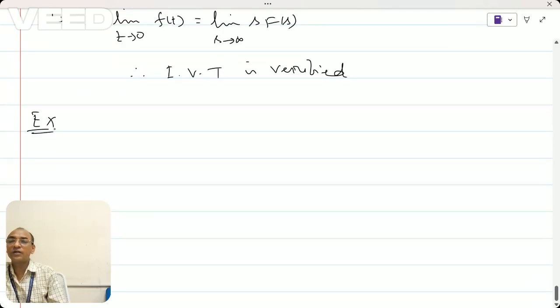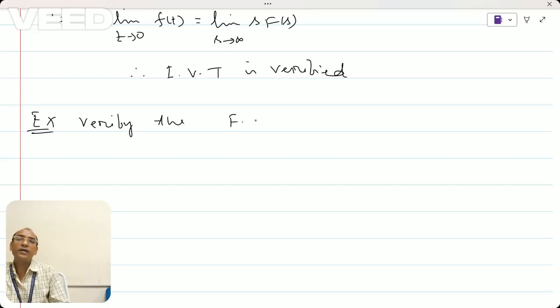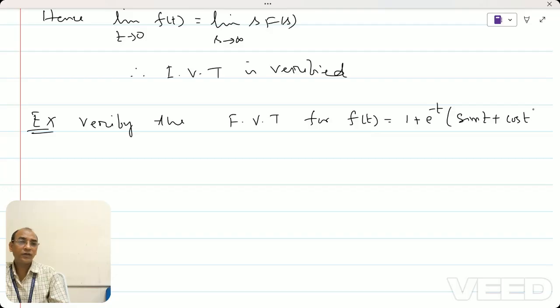We will consider another problem for the final value theorem. The question will be like this: verify the final value theorem for f of t equal to 1 plus e to the power minus t into sin t plus cos t. Okay, this is my f of t.